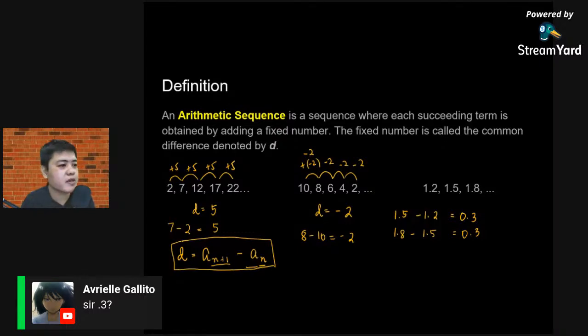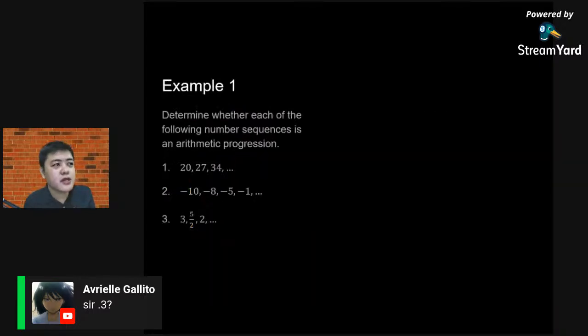Next. Determine whether each of the following number sequences is an arithmetic progression or not. We'll take 2 minutes. Those on the live, which of these is an arithmetic progression and which is not? First is 20, 27, and then 34. Number 2 is negative 10, negative 8, negative 5, negative 1. And number 3 is 3, 5 halves, and then suddenly it's 2. Which of those sequences are arithmetic progressions?